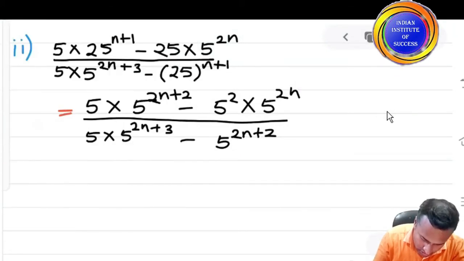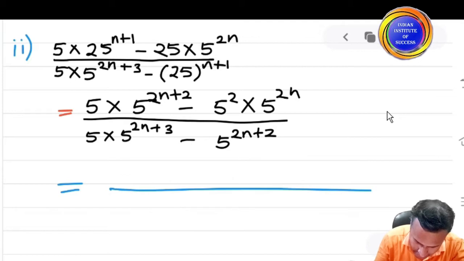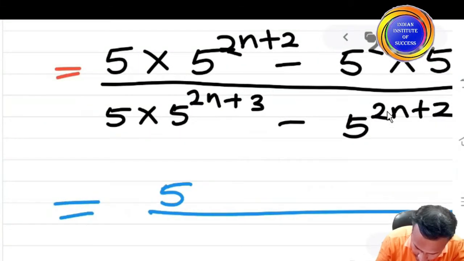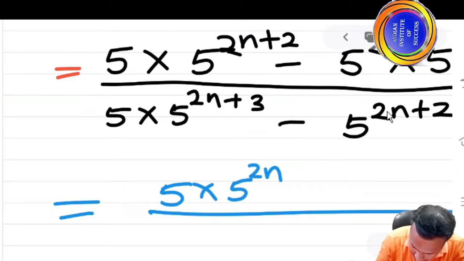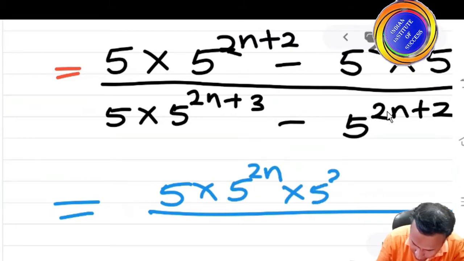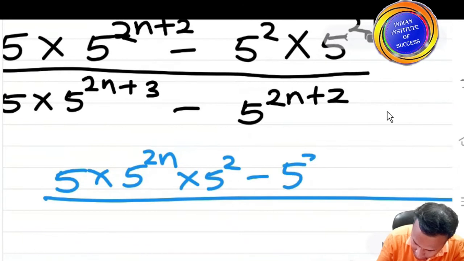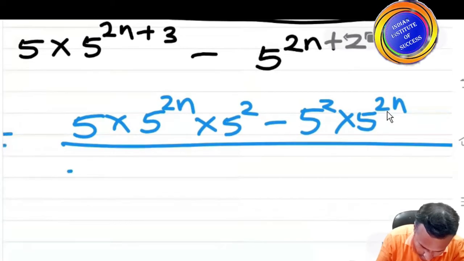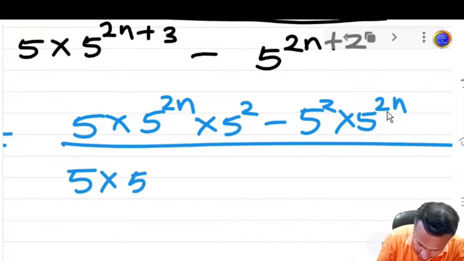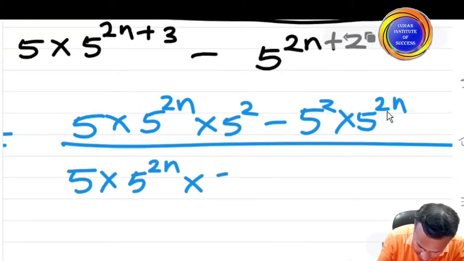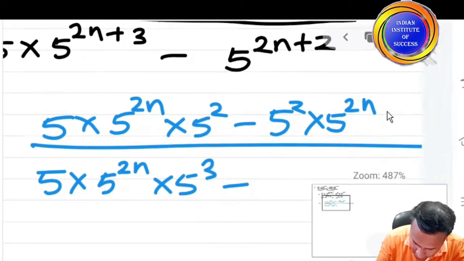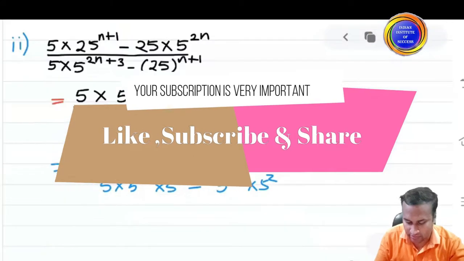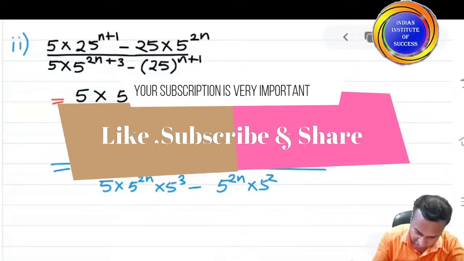Now students, we have to move like this again. 5 into 5 raised to power 2n into 5 raised to power 2, minus 5 raised to power 2 into 5 raised to power 2n, upon, here also 5 into 5 raised to power 2n into 5 raised to power 3, minus 5 raised to power 2n into 5 raised to power 2. In this way we can split the terms very fast.